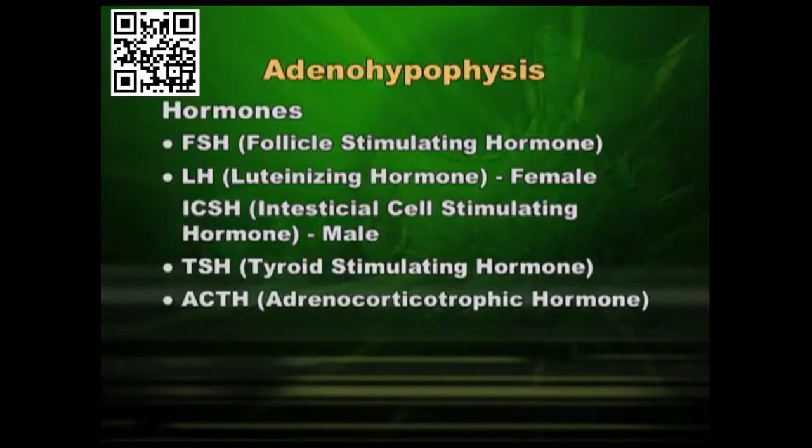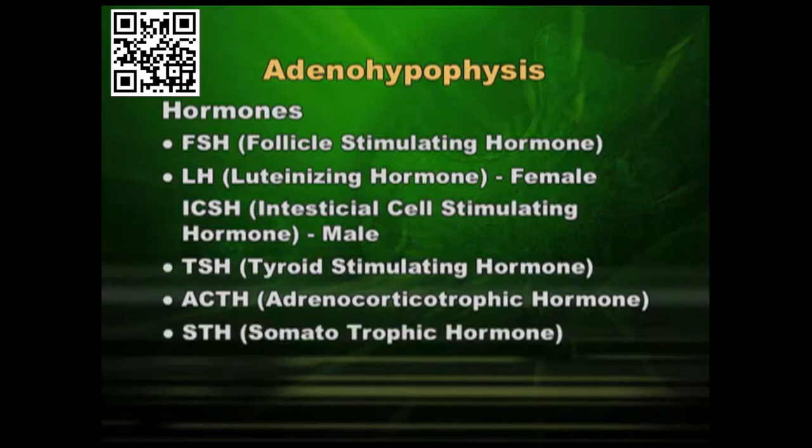The adrenal has an outer cortex and an inner medulla. The medulla is part of the central nervous system. The cortex is part of the endocrine system. So, ACTH will act on the cortex, and that is why it is called adrenocorticotrophic hormone. Coming to the next one, the growth hormone or STH, somatotrophic hormone.